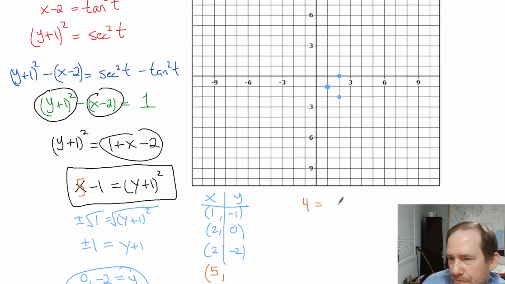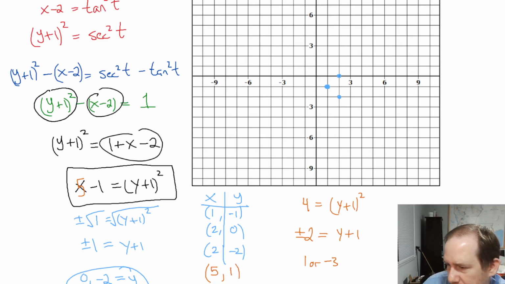So now, when 4 is equal to y plus 1 squared, and I go to take the square root, I get plus or minus exactly 2 instead of some ugly radical. That equals y plus 1, which means when 2 is positive and I take 1 away, I get 1. Or when 2 is negative and I take 1 away, I get negative 3. So 5 gives 1, but 5 also gives negative 3. Positive 1 would put me here, and negative 3 would put me there.